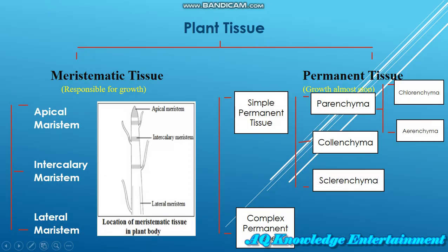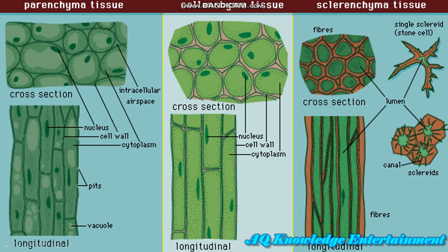Now I have got a diagram here, so let me show you that diagram. Here you can see the parenchyma, collenchyma and the sclerenchyma. Now here see the collenchyma, the corners are thickened, so they don't have the intercellular space. While the parenchyma have a lot of intercellular space. That means they have a space between the cells, while the collenchyma does not have a space because it is thickened at the corners.